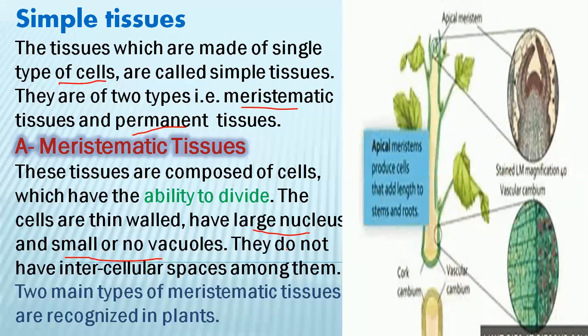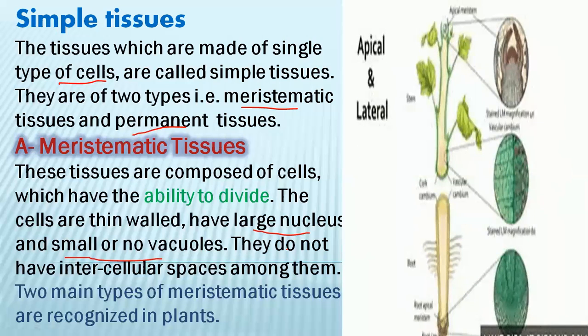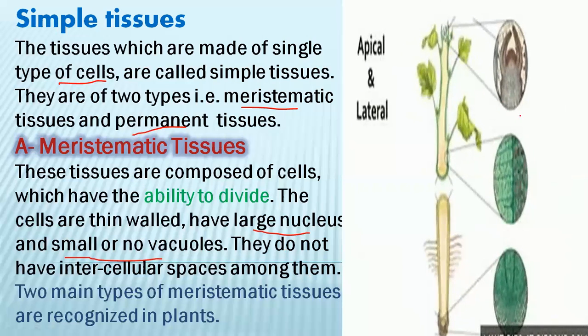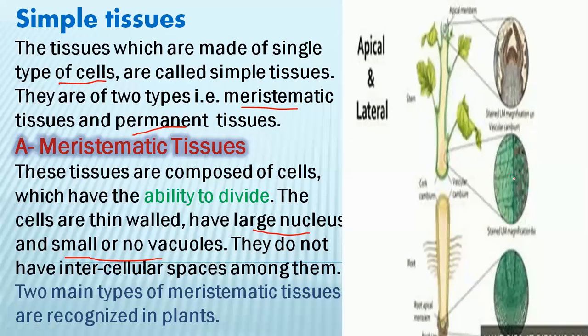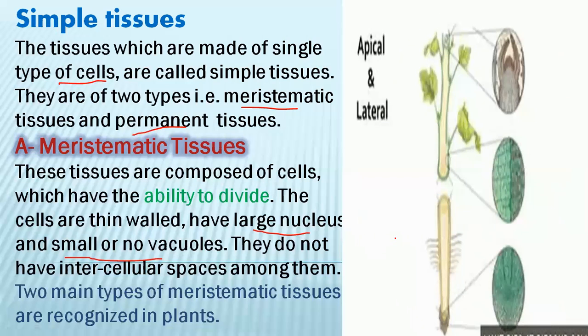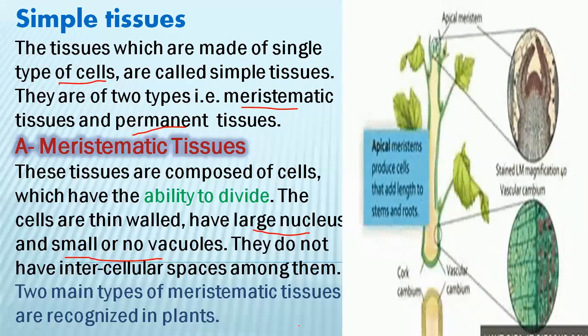But before that, they are immature and they don't have vacuoles in them, as well as they don't have intercellular spaces. Intercellular spaces means, like in this one here, they are all compactly bound with one another. So they don't have spaces among them because they are continuously dividing cells. That's why. There are two main types of meristematic tissues, but basically there are three types of tissues.